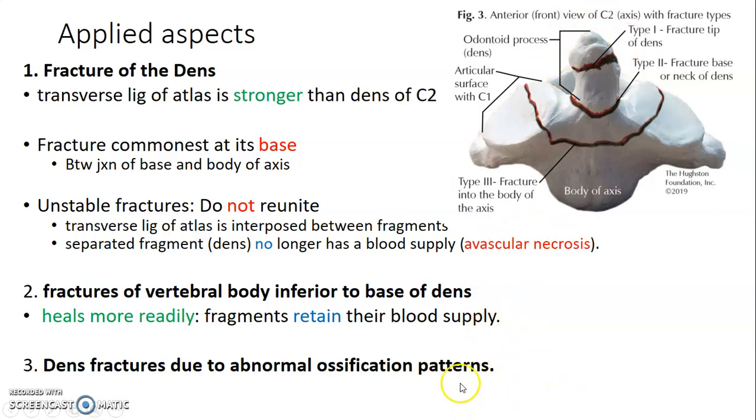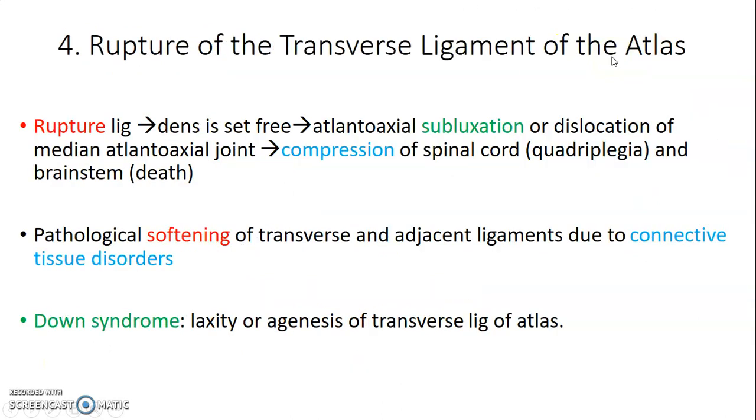You can have a fracture of vertebral bodies inferior to the base of the dens, and that can heal more readily because it retains the blood supply. So the dens fractures at different places due to abnormal ossification pattern. If you fracture here, this part continues to get blood supply, but this one may undergo avascular necrosis.